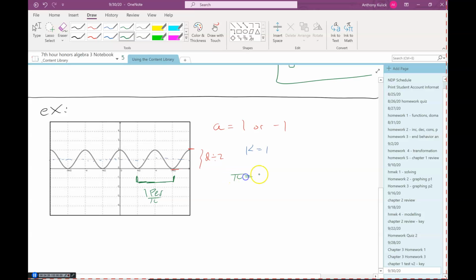So we can say 1 pi is equal to 2 pi times the absolute value of B, which tells us B is equal to a half or negative a half. Are we okay there? Now to figure out the H, it is going to be different depending on whether we're writing a sine graph or a cosine graph, right? That's what we observed from the first problem.